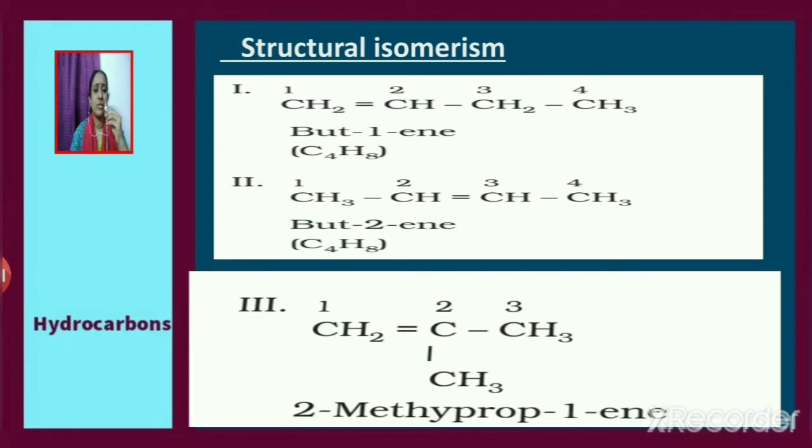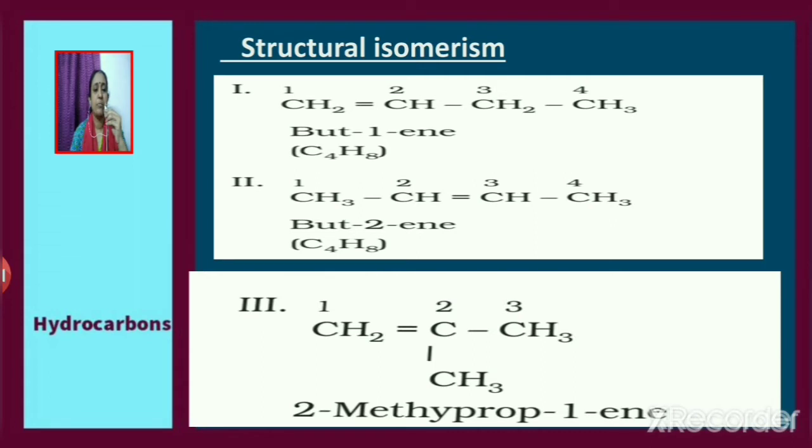Alkenes exhibit structural isomerism. Consider butene. The three different isomers are but-1-ene, but-2-ene and 2-methylprop-1-ene. Now consider but-1-ene and but-2-ene. The difference in structure is due to the difference in the position of the double bond. So but-1-ene and but-2-ene are position isomers.